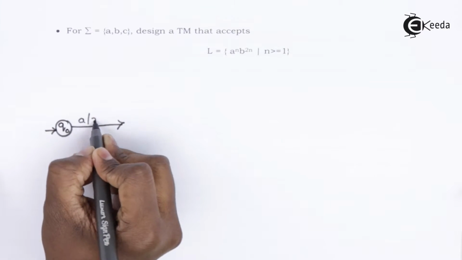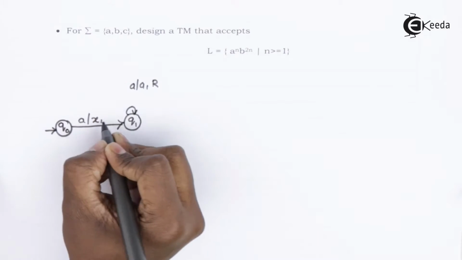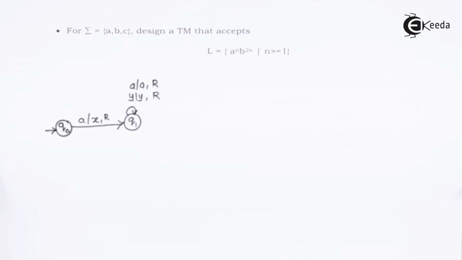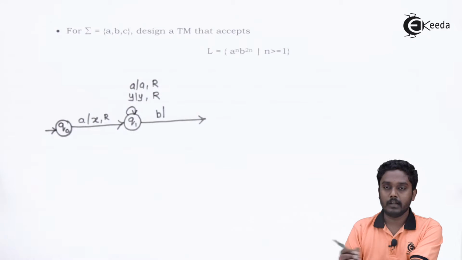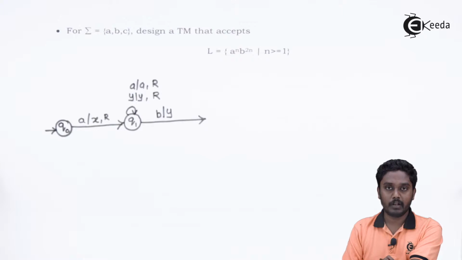I'm taking Q0 as the initial state. I replace A with X and go to the state Q1. Q1 will help me in skipping all A's and Y's. On encountering the first B, I'll go to the next state. Along with that, I'll replace the B with Y. In a to the power n, b to the power n, we used to move left after the first B, but we need to read one more B, so we move right.